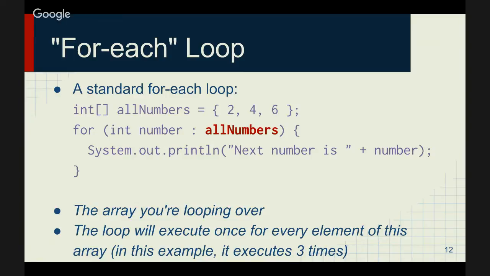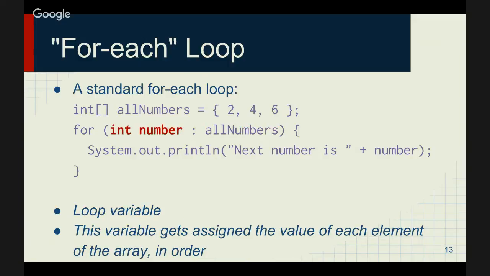It can be a string array, an integer array, a double array. And then to the left, you create a name for the element in the array that you're looping over right now. The reason is, in order to do this line, next number is whatever, we need to have named whatever one we're at so far. Is everyone following what I'm saying?